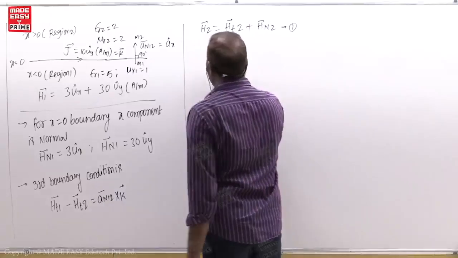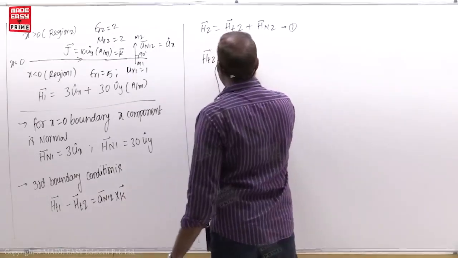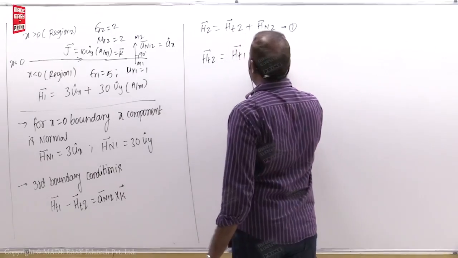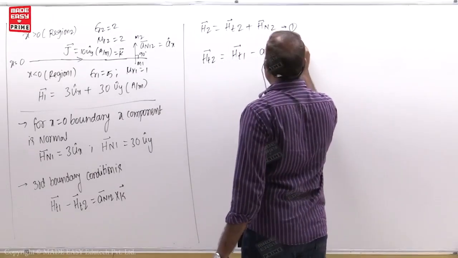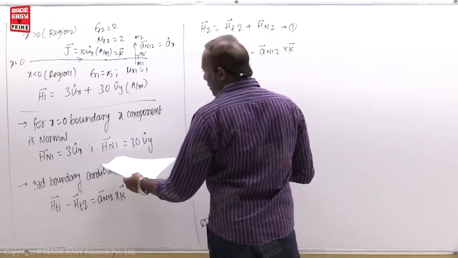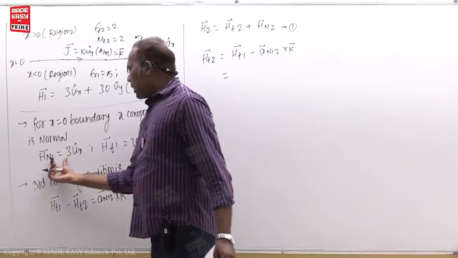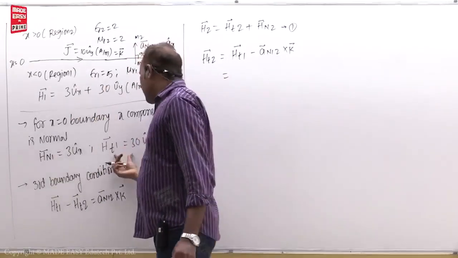From this, ht2 is equal to this side, minus an12 cross k. Here ht1 is given, this one. No, this one is ht1, student. Because the normal component is the x component, the remaining is the tangential component.